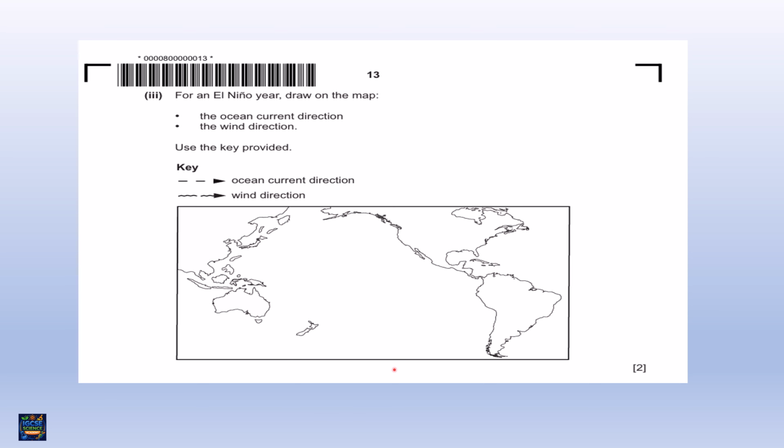Part 3 is also a map related question. The question is: for an El Nino year, draw on the map the ocean current direction and the wind direction. You need to draw the directions of wind and ocean. Use the key provided. Here is the direction for ocean and here is the direction of wind. You just need to draw the directions of ocean and wind. These carry 2 marks.